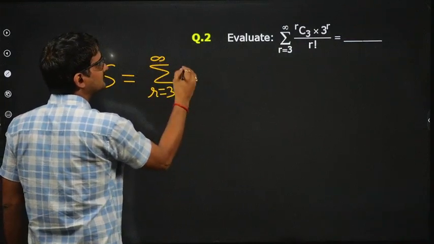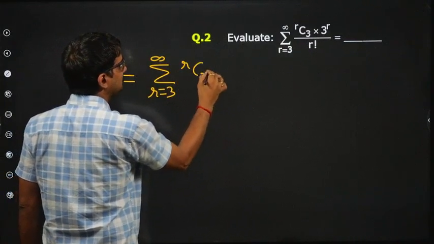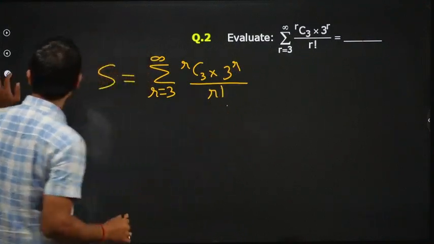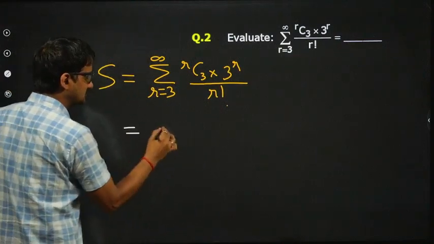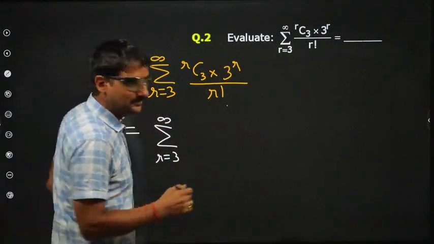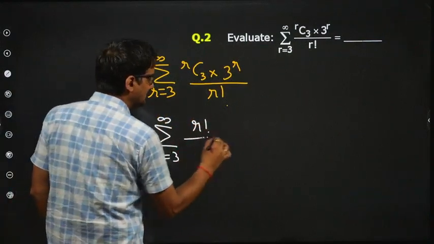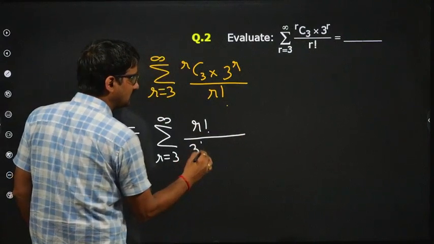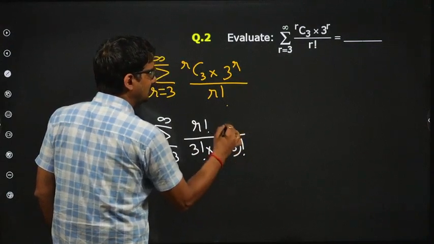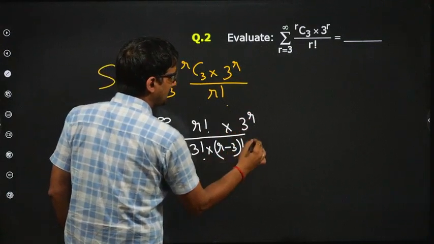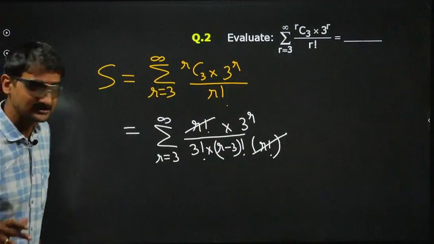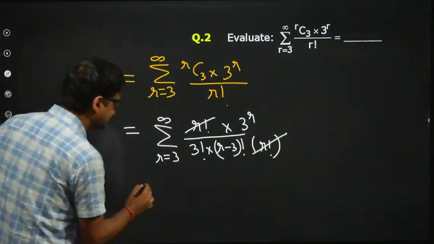3 to infinity, of RC3 into 3 raised to the power R by R factorial. Now if we solve it, RC3 is, simplify it, that's what I will suggest, R factorial by 3 factorial into (R minus 3) factorial, into 3 raised to the power R by R factorial. So this term at least gets vanished. Okay, now we have the answer.